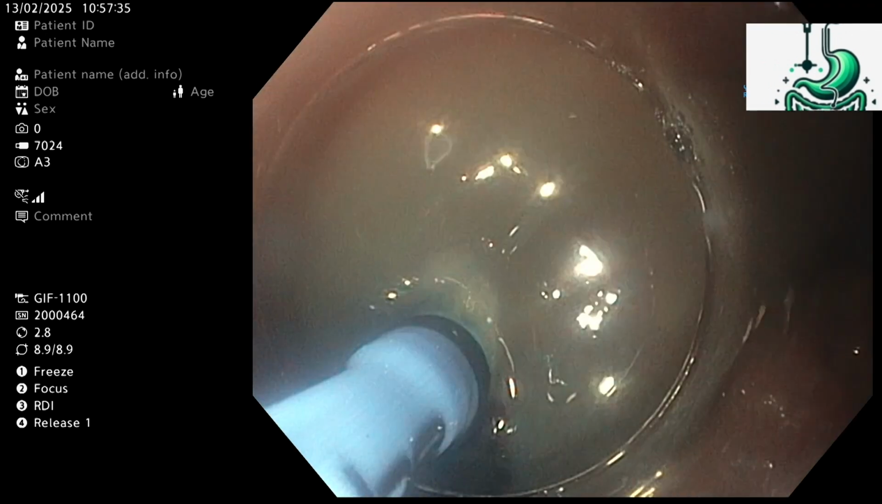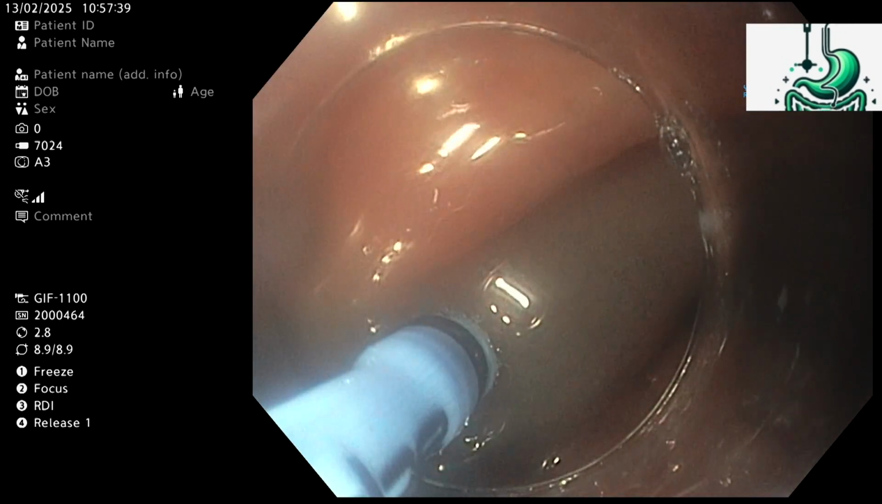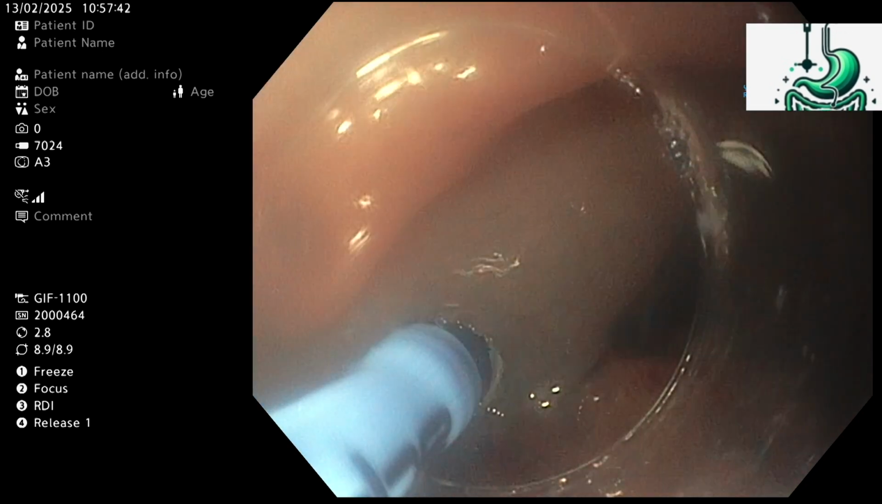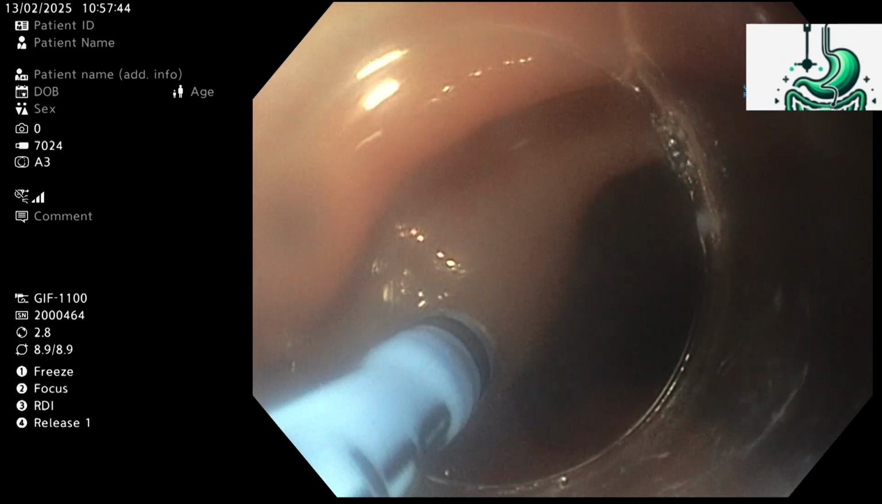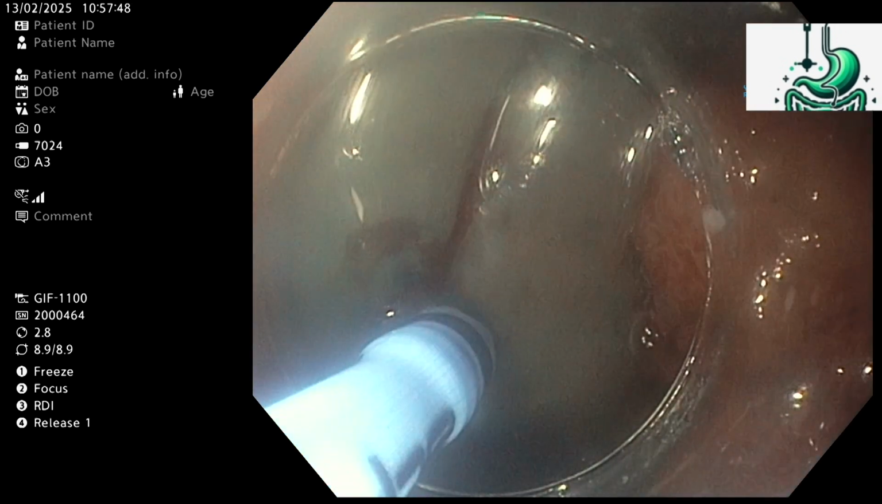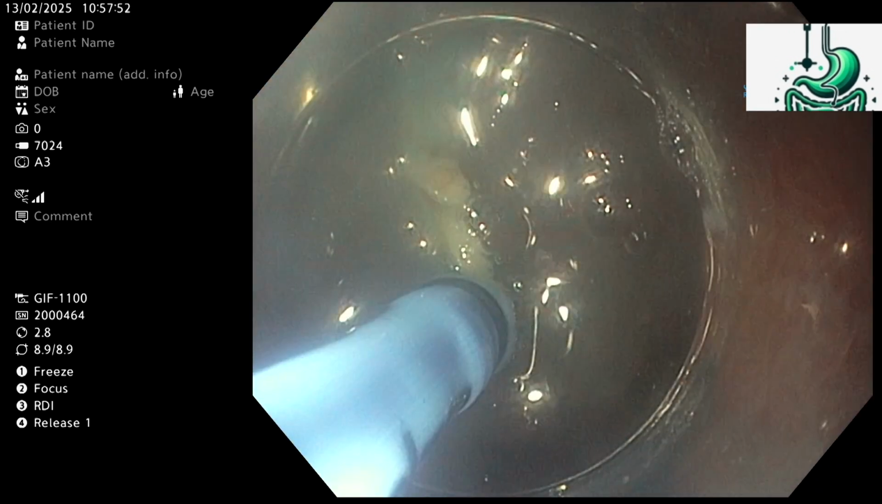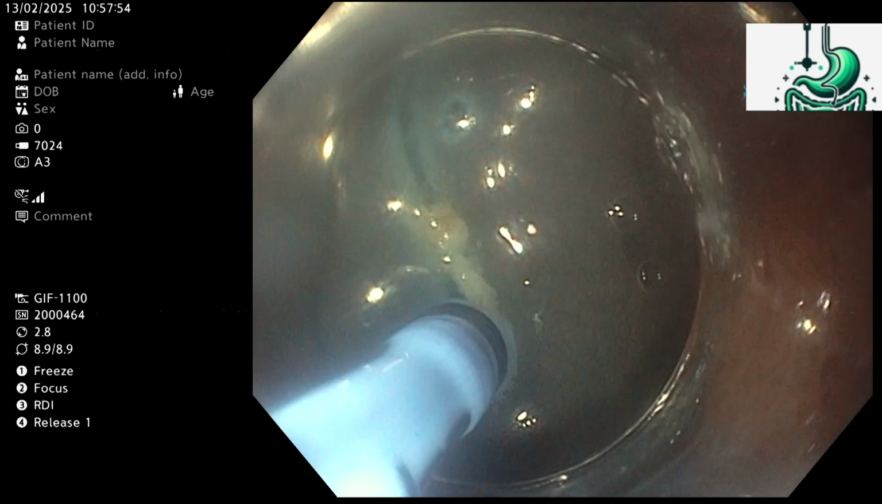So the settings can vary, and then also during the technique you can change it accordingly, depending on the scenario you have in front of you. It's a very dynamic procedure, ESD. So we need to know the Erbe machine well, and we need to be able to change accordingly.